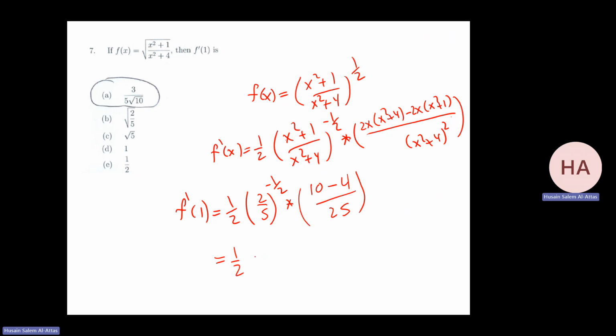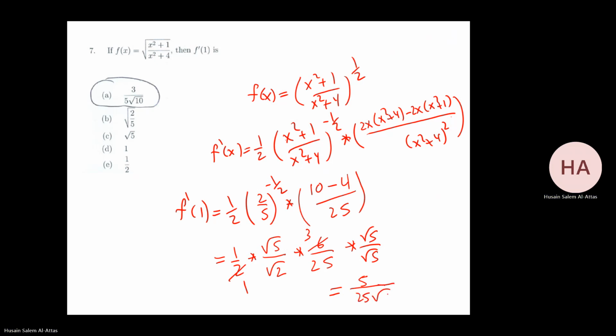Okay, so that will be half times square root of 5 over square root of 2, the reciprocal of that, 5 over square root of 2, times 6 over 25. So this is 3, this is gone. Now multiply by square root of 5 over square root of 5. That gives me 5 over 25 square root of, don't forget the 3 times 3. And that gives me 3 over 5 square root of 10, which is this.